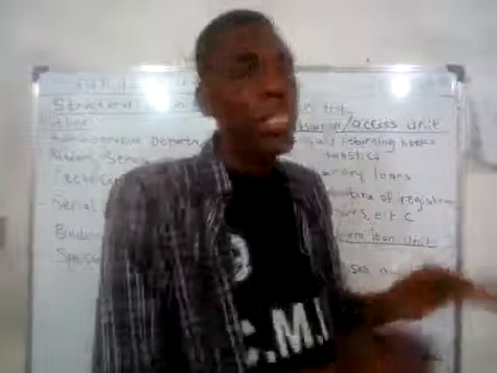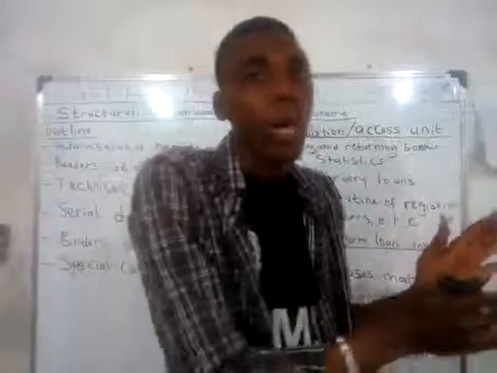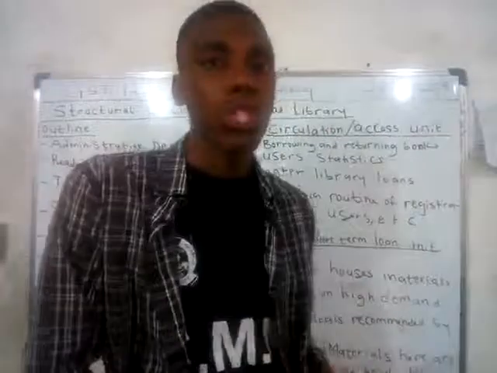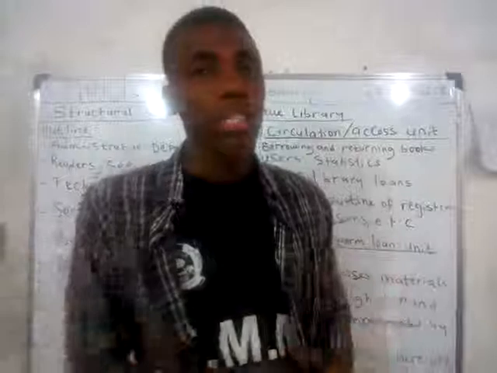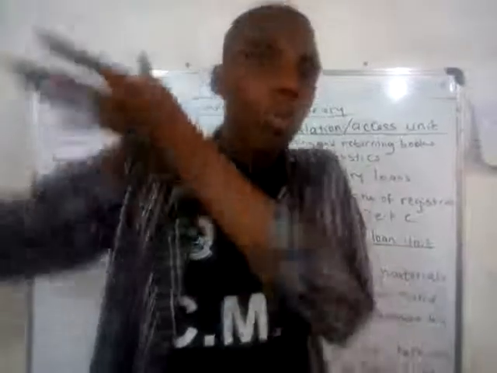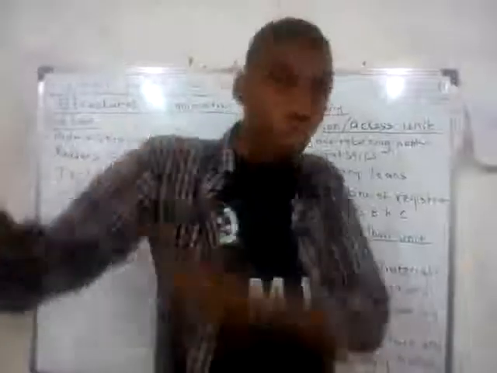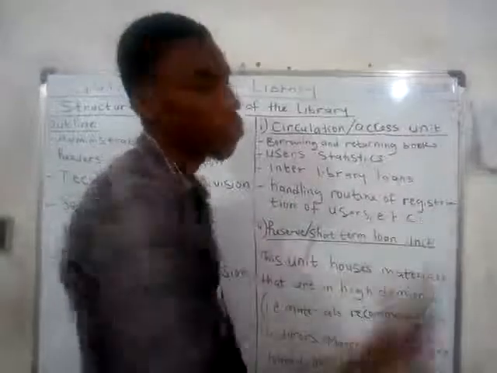Maybe when the demand is high, let's say in University of Abuja, they need books on a particular course, GST 122. And in Ilorin, the demand is not high. What they do is University of Abuja Library goes to University of Ilorin to borrow what? Books. So these circulation access units are in charge of borrowing those books. Another function is handling routine registration of users.